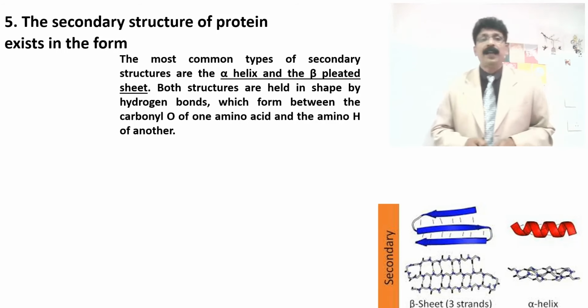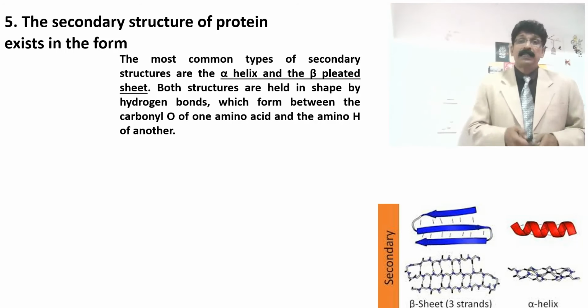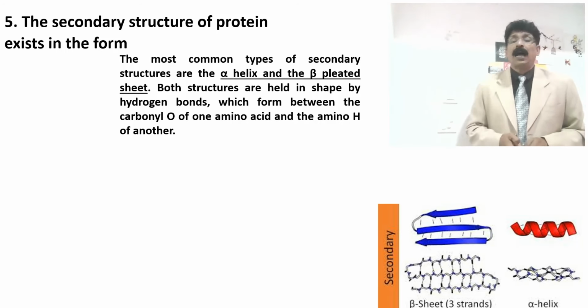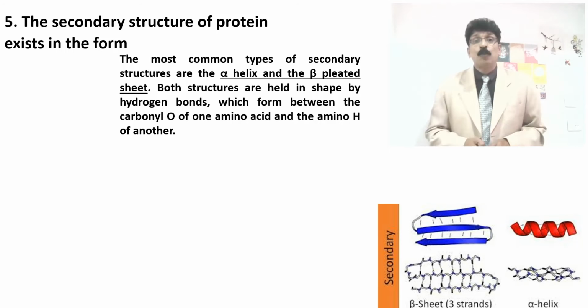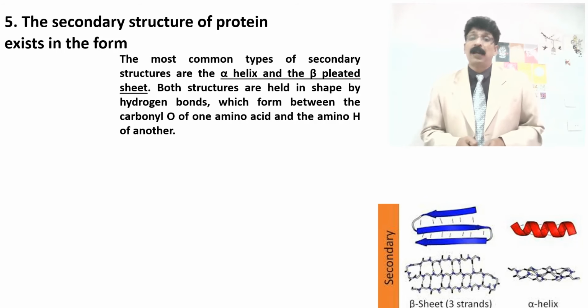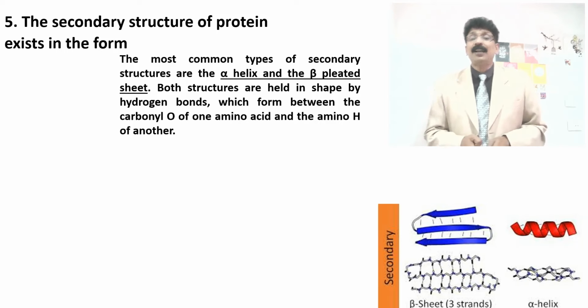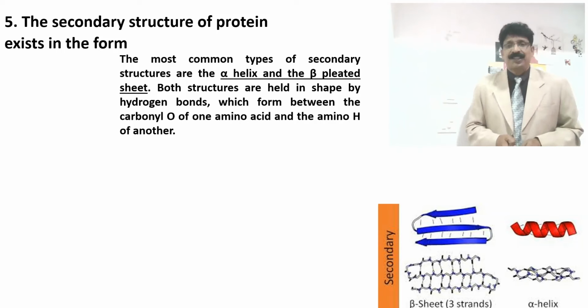Both structures are held in shape by hydrogen bonds, which form between the carbonyl oxygen, that means C double bond O, of one amino acid. Amino acids will have COOH, in that C double bond OH, and an NH2 group will be there. The O from the carbonyl group and the amino H group will be taken from the same amino acid. So by that you can have a linkage, so that you get the alpha helix and beta sheet type of structure.